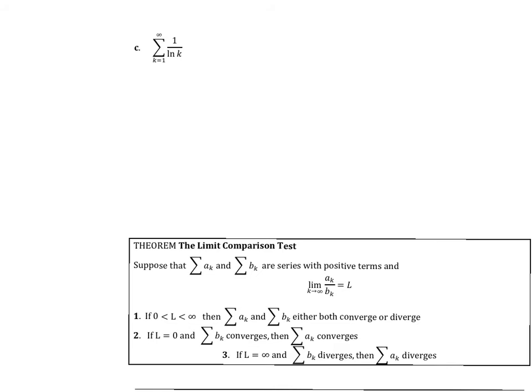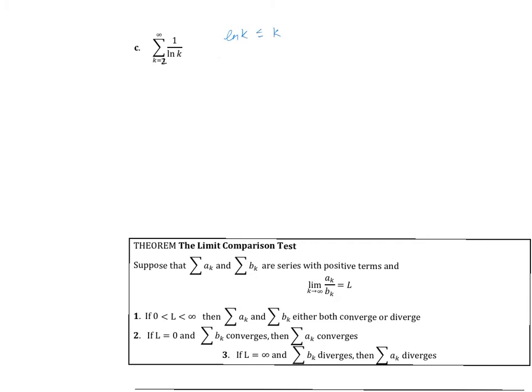So last example using this comparison test, I have 1 over natural log of k. Now it would be nice if this was just 1 over k, then it's harmonic and it's going to diverge. But here I do have a typo. This is supposed to start at k is equal to 2 because natural log of 1 is 0 and this would be undefined. So I'm going to go back to my natural log of k that I had in the previous example. So our natural log of k is going to be less than or equal to k.